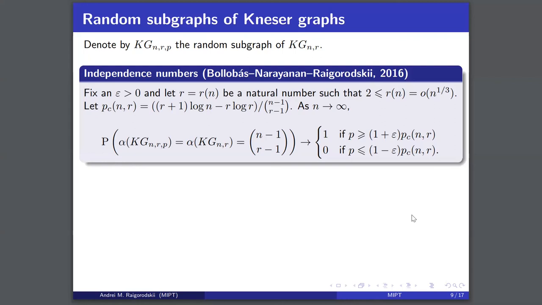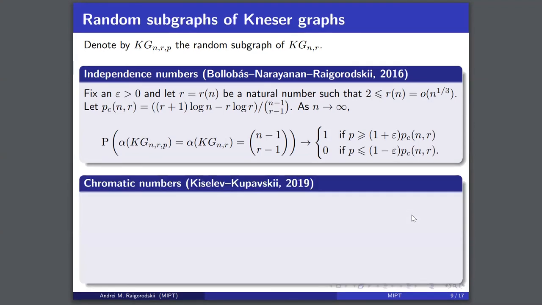It's very strange. But this happens. And in the middle? Not yet solved. What happens in the middle, we don't know. So if we don't multiply it by 1 plus epsilon or by 1 minus epsilon, just take p sub c, we cannot calculate the asymptotics of this probability. What happened to my microphone? It was not so loud.